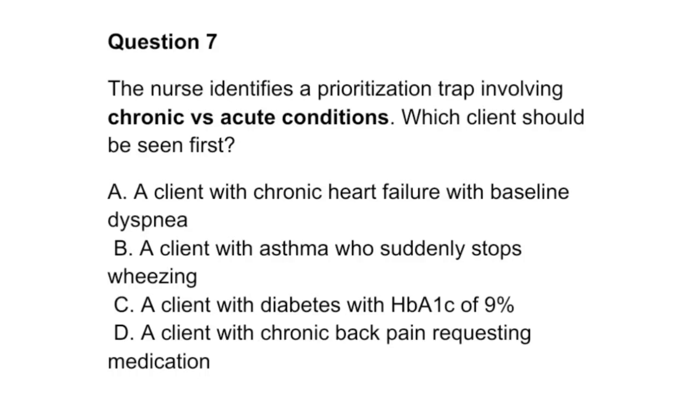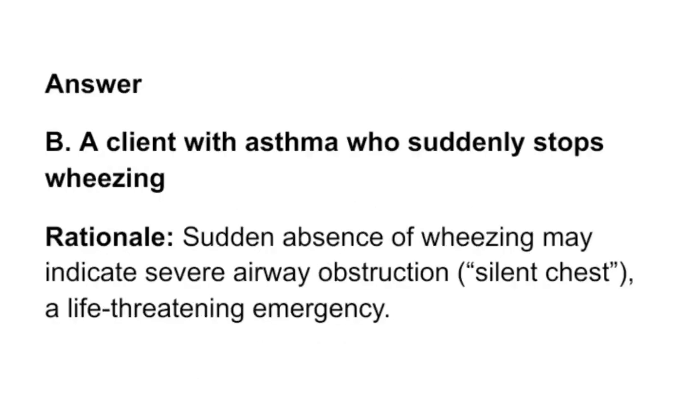B. A client with asthma who suddenly stops wheezing. C. A client with diabetes with HbA1c of 9%. D. A client with chronic back pain requesting medication. Answer: B. A client with asthma who suddenly stops wheezing. Rationale: sudden absence of wheezing may indicate severe airway obstruction or silent chest, a life-threatening emergency.